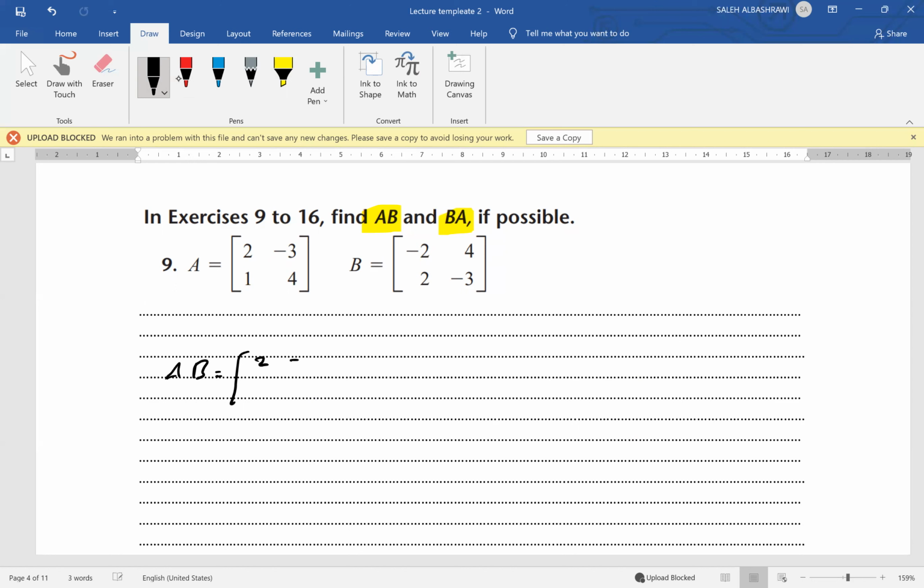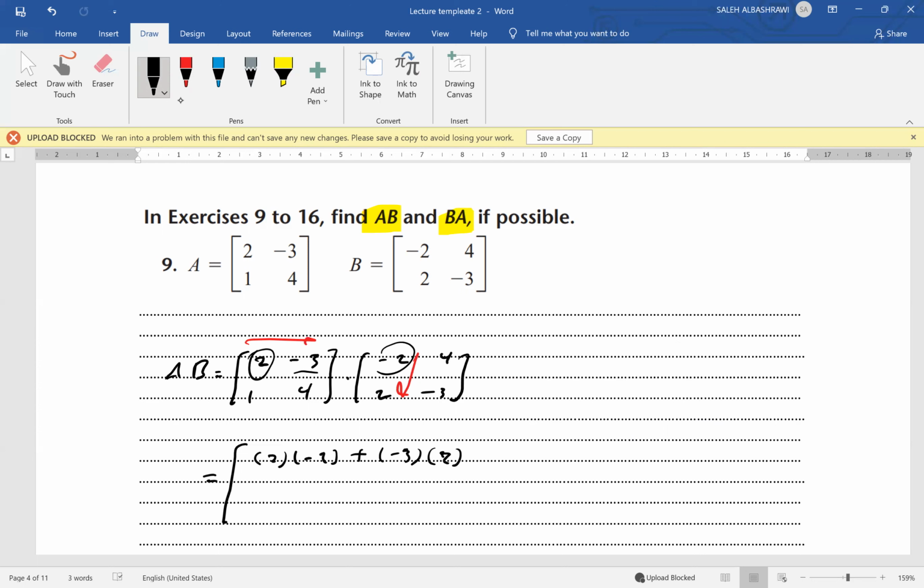A is [2, -3; 1, 4], multiplied by B, which is [-2, 4; 2, -3], is equal to... Move horizontally along the row, multiply by the column. So this will give me the first one with the first one: 2 times -2 plus the second with the second, -3 times 2. So we are done with the first row, first column.